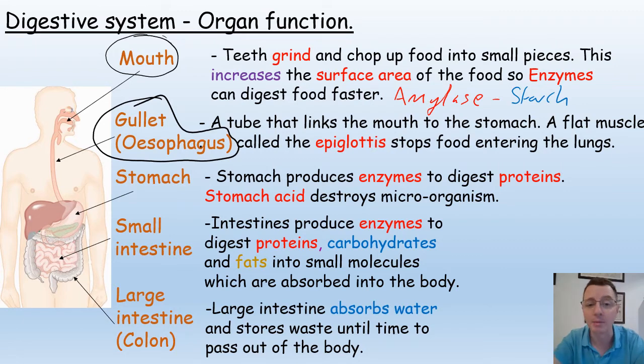Once you've swallowed, your food will go down into the gullet or the esophagus. It's got 2 names, and this is a tube that links the mouth to the stomach. At the top of this tube there is a flat muscle called the epiglottis. The epiglottis spends most of its time covering the esophagus, preventing any food from going down the esophagus, but it opens up the trachea and allows air to enter and leave the lungs.